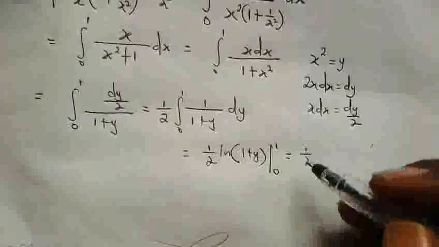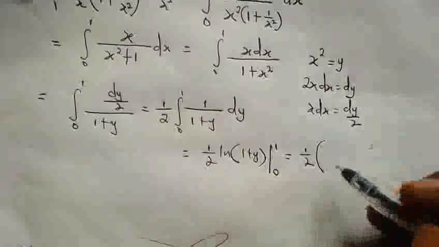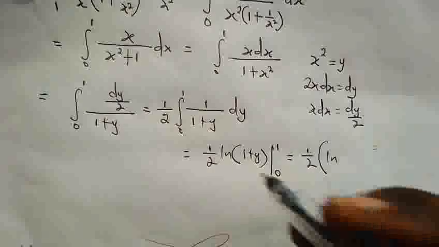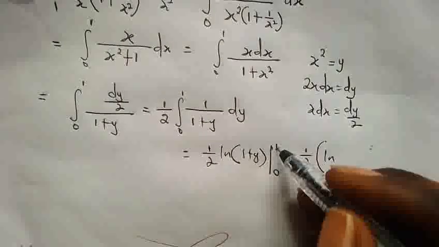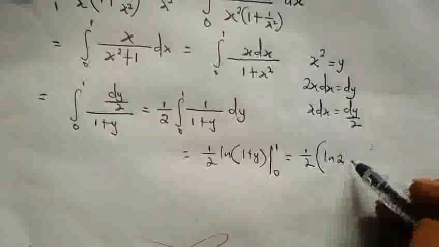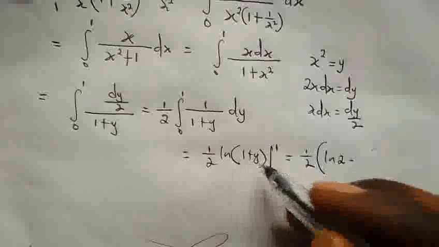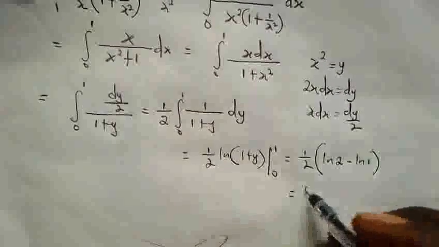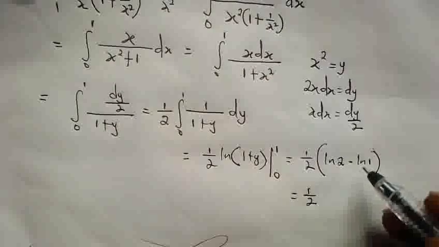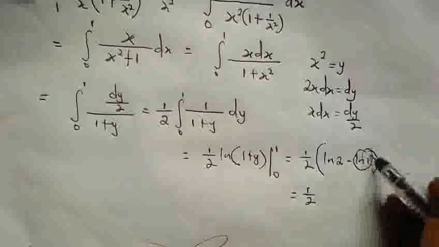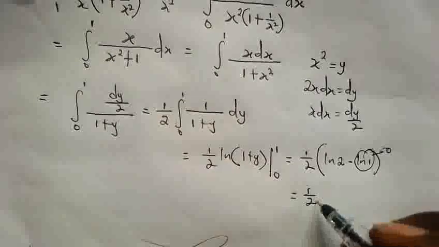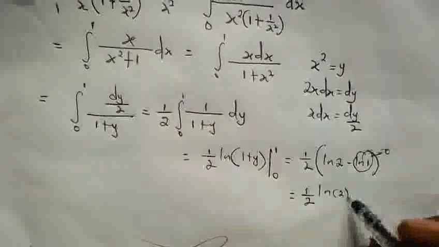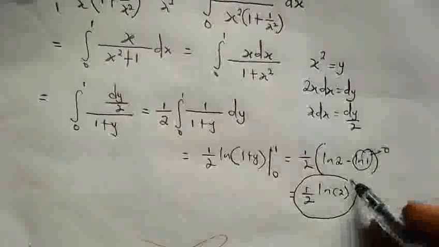Inserting our limits here, we have 1 over 2 in brackets the natural logarithm of 1 plus 1, that is the upper limit, natural logarithm of 2, minus the lower limit 1 plus 0, natural logarithm of 1. So we get 1 over 2 times natural logarithm of 2 minus natural logarithm of 1, which is equal to 0. So we get 1 over 2 times the natural logarithm of 2, and this is the right answer to the problem.